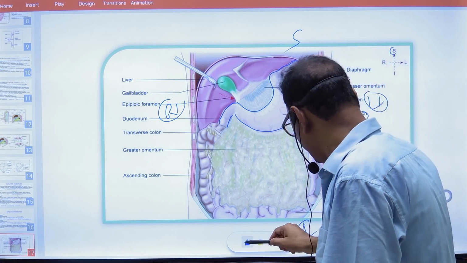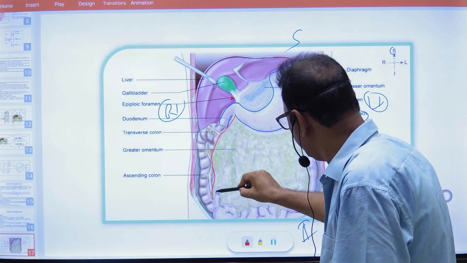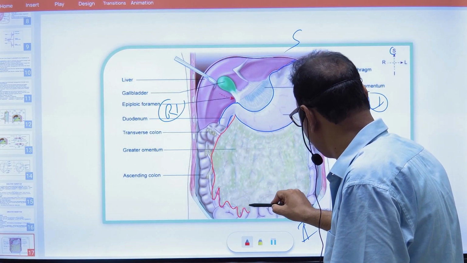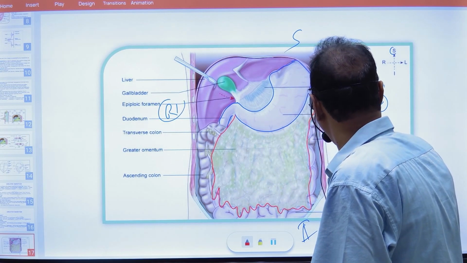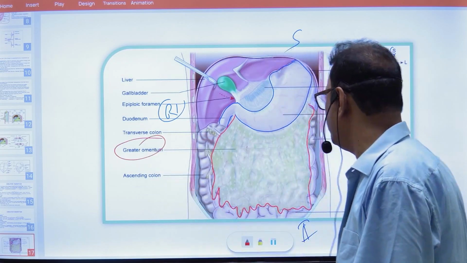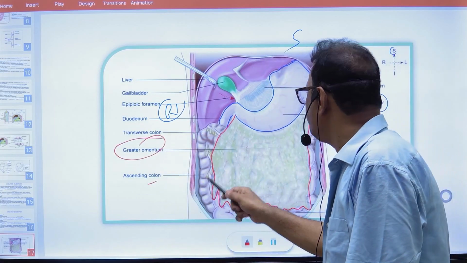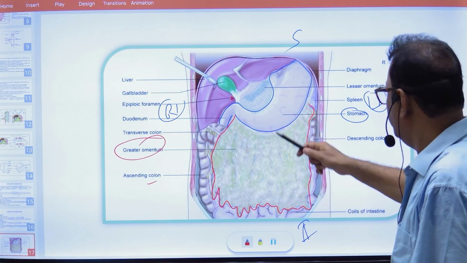And from the greater curvature of the stomach, what we are seeing is the greater omentum, which is coming down from the greater curvature of the stomach. And we have the transverse colon. So this is the greater omentum coming down from the greater curvature of the stomach.